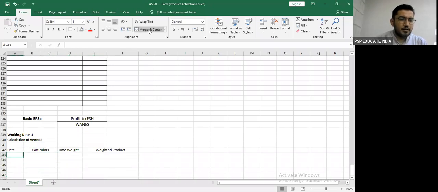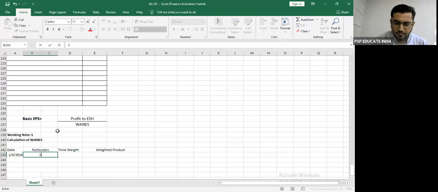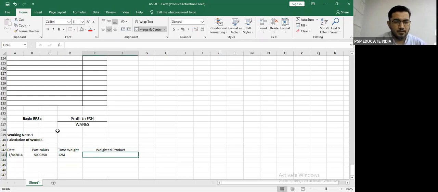Okay. What is your opening balance given in the question on 1/4/2014? Your opening balance is how much? 5,00,250. This remains in the business for 12 months. So your value remains 5,00,250.